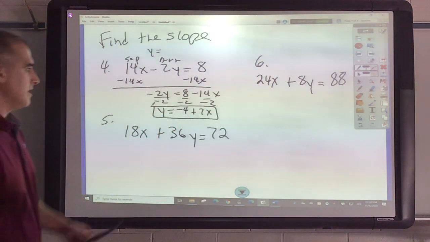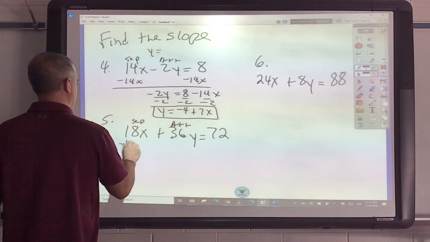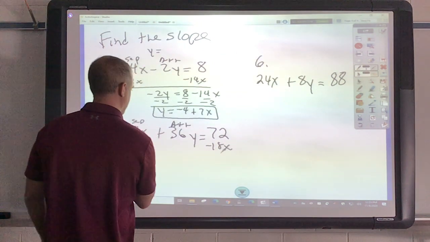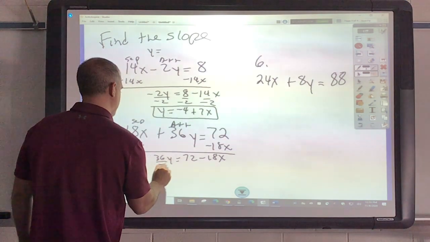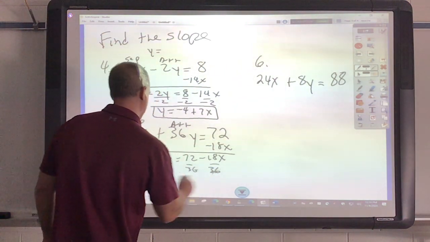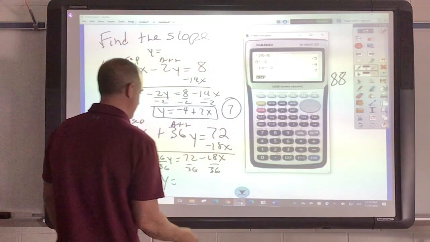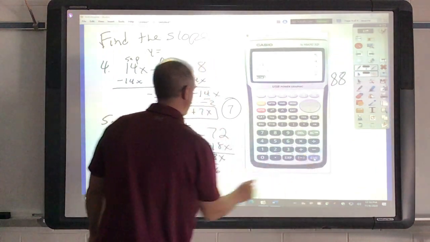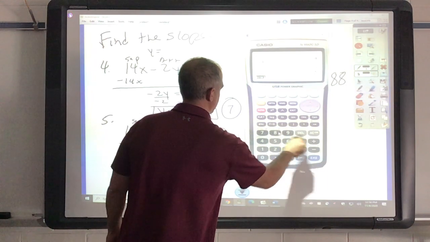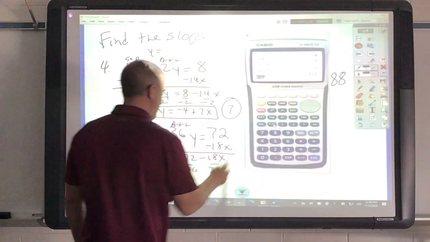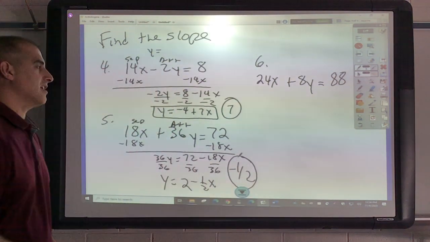Okay, number 5. This is the attached, this is the separated. I would subtract 18x. So I've got 36y equals 72 minus 18x. Divide each part by 36. Back here, my slope was 7. Now 72 divided by 36 is 2, and negative 18 divided by 36 is negative 1/2. I want to get a fraction. So my slope here is going to be negative 1/2. Remember, it's the number in front of x.